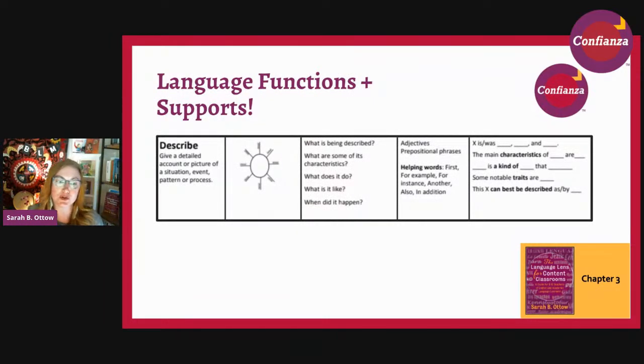One way to do that is make sure that we're bringing in language functions. So you don't even have to be an ESL teacher to use language functions. They're great. They're usually right there in the Common Core or any kind of academic standards that you're using. Here's Describe for an example. So you want to be sure students understand what the language function is. What does describe mean? How can we pictorially represent it through graphic supports? What are some questions and answers that we may use?